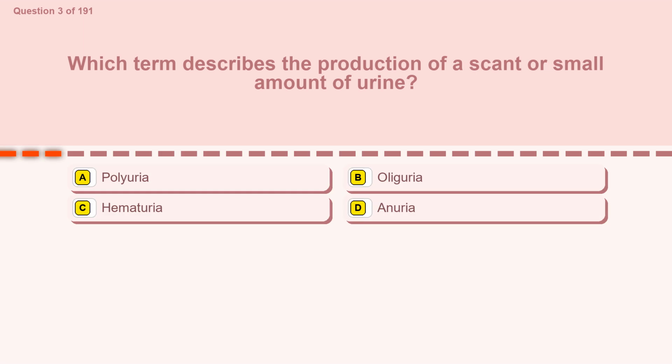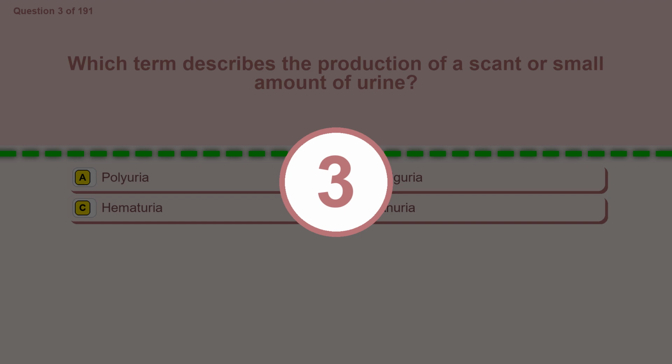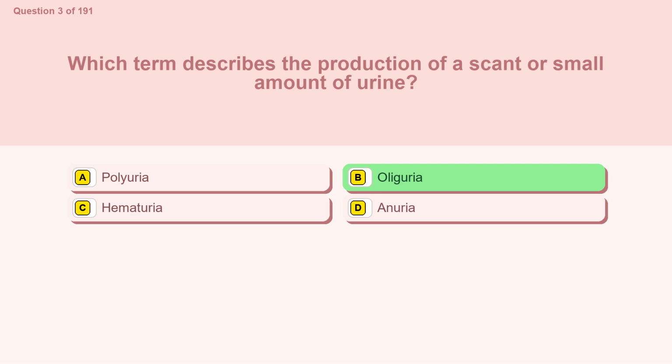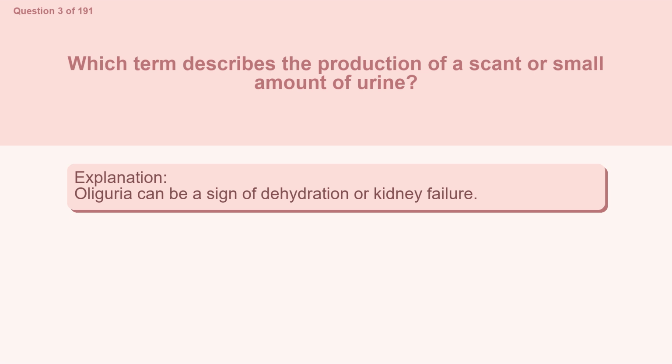Question 3. Which term describes the production of a scant or small amount of urine? Option A. Polyuria. Option B. Oliguria. Option C. Hematuria. Option D. Anuria. The correct answer is option B. Oliguria. Oliguria can be a sign of dehydration or kidney failure.